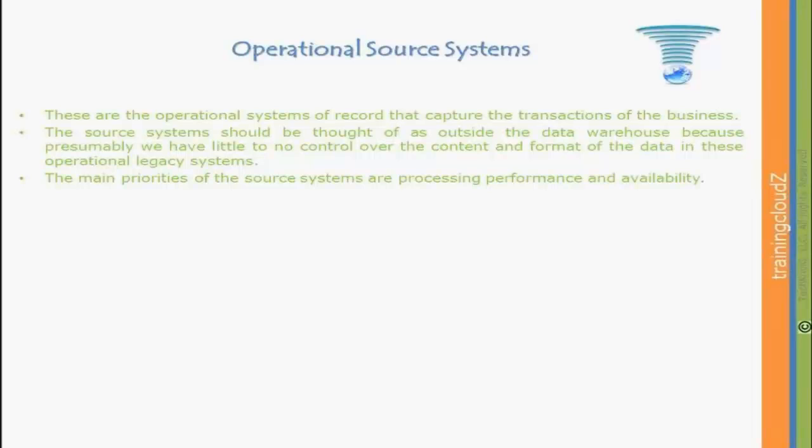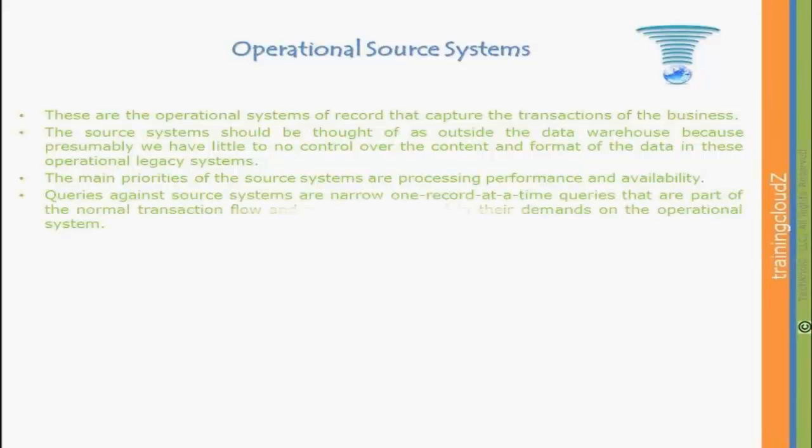They have to be available for the customers to process their request, and it should perform in time. That is what is important. And queries against a source system are narrow, one record at a time. Queries that are part of the narrow transactional flow are severely restricted in their demand on the operational system. So queries against a source system are very narrow, which means it is a customer request. You do record by record. You are trying to withdraw an amount, deposit an amount. It is one transaction. So it is record by record.